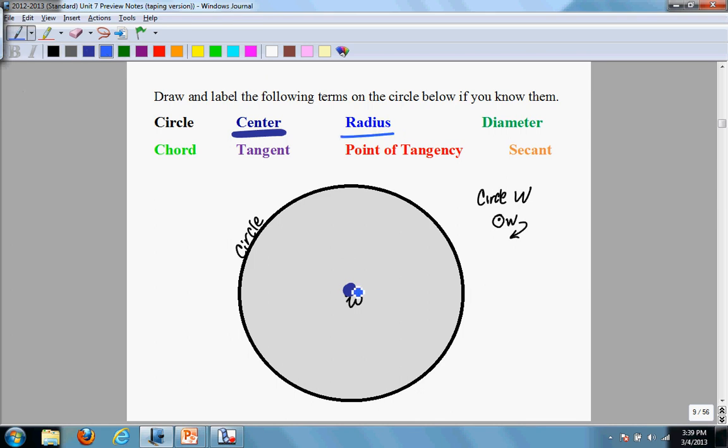A radius connects center to the edge. That's a radius. Now a diameter is 2 radii, so it goes through the middle, but it goes from edge all the way to the other edge. But through the center, that's called a diameter. So just put this as the margin. One diameter always equals 2 radii. Because this is a radius, and technically that's a radius as well.